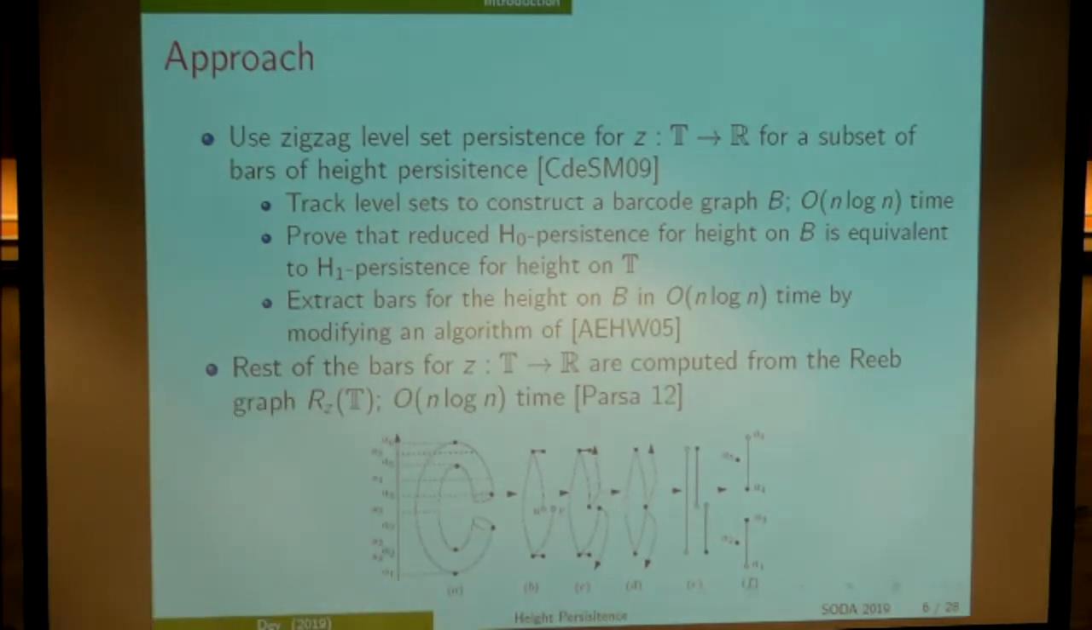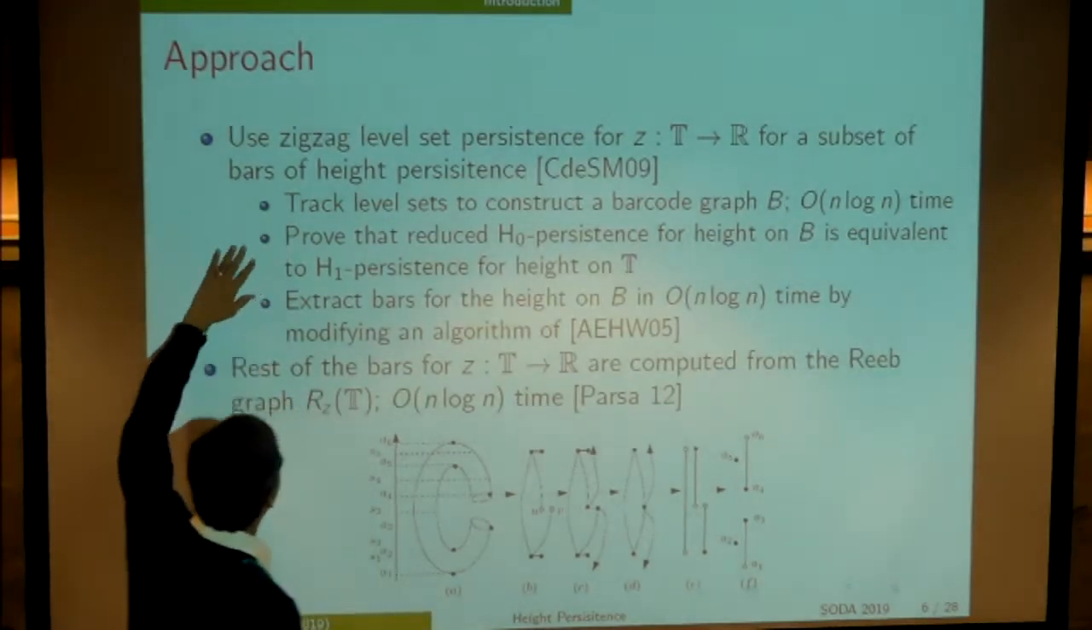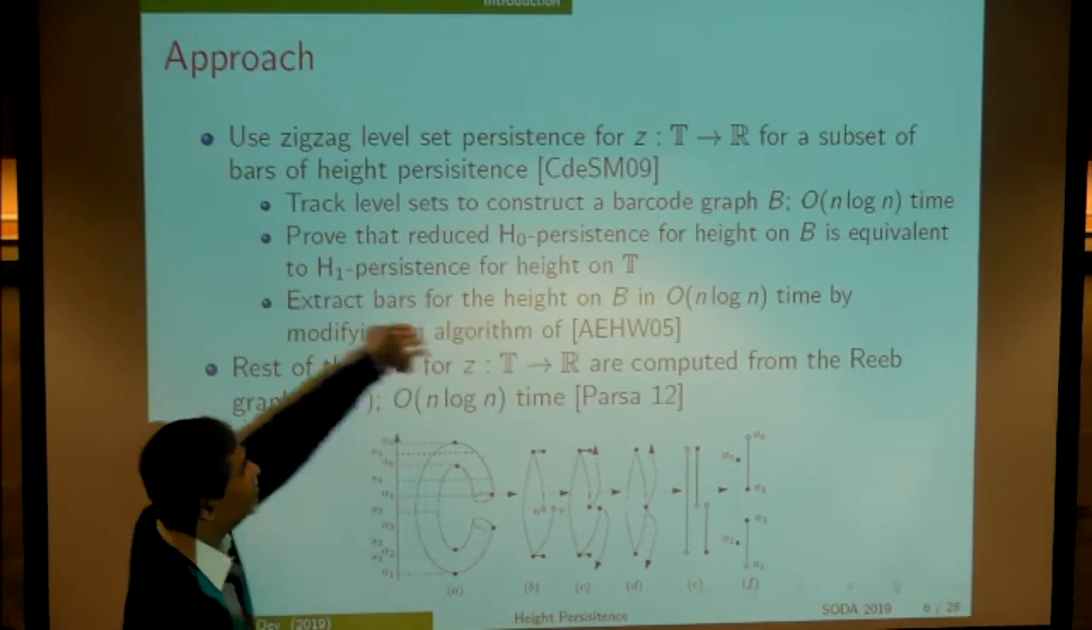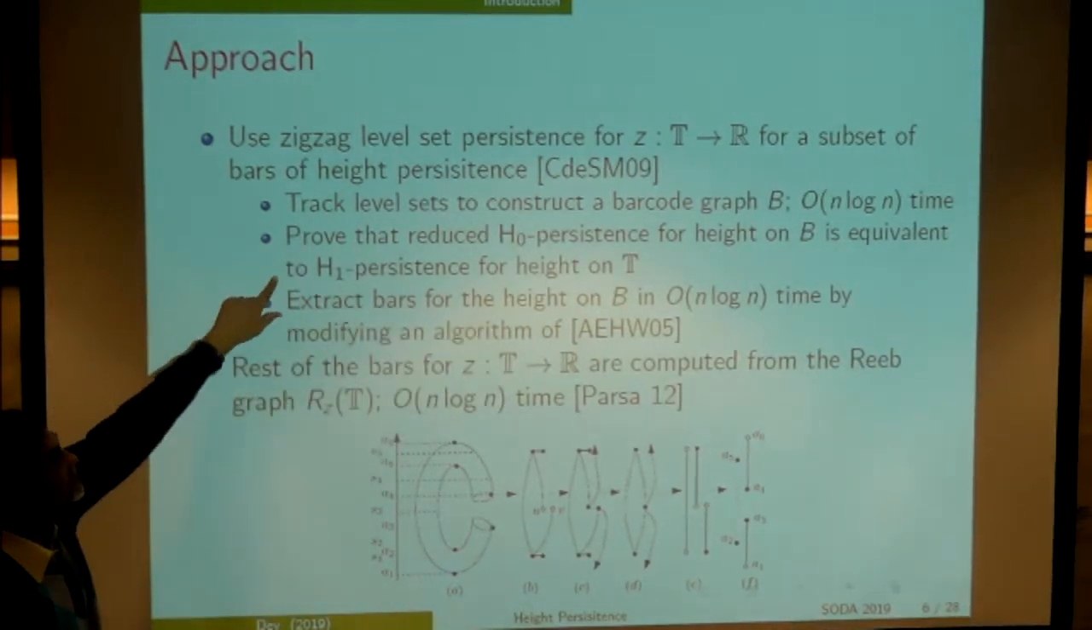So once I can compute this graph in n log n time, I can concentrate on computing the H0 persistence on that graph, which is much easier. And that's the whole approach. I compute a barcode graph in n log n time, then compute the H0 persistence on this barcode graph, and that gives me what I want.